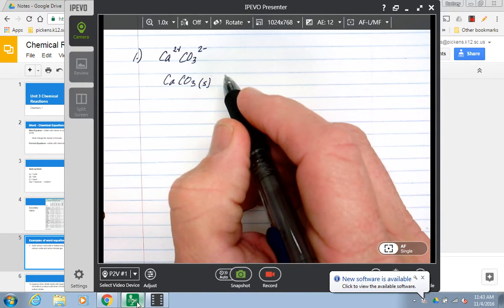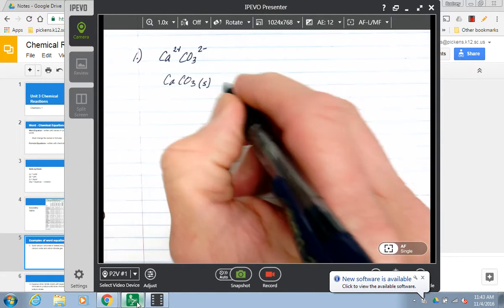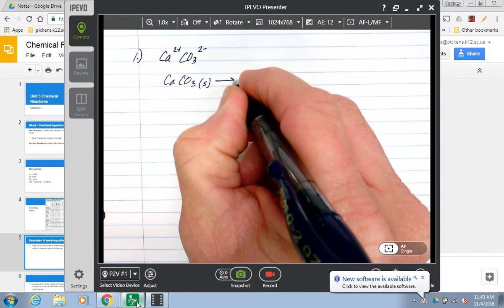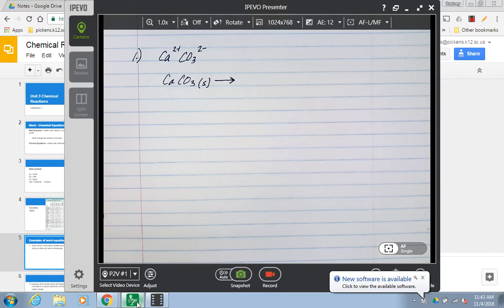And then it says it is heated and produces. When you see something that says heated, you're going to put the arrow right here. And so that means produces, or sometimes we say yields. And so what does it produce? It produces solid calcium oxide.